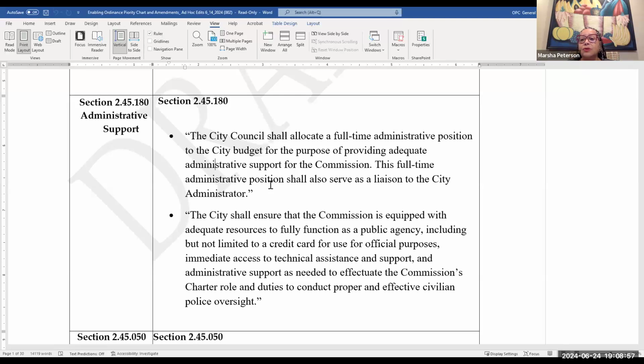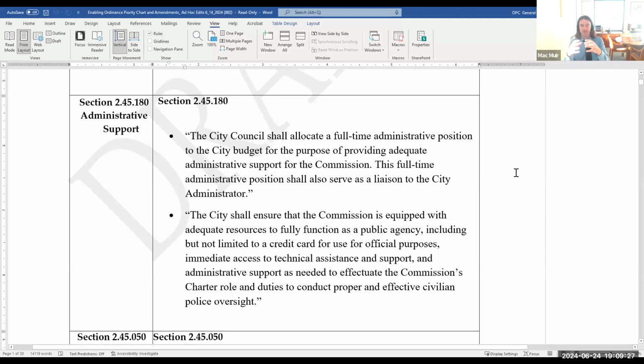Mac, your hand is still up. Are you wanting to insert something here? Yeah, if I could just note, I think that what we want to make clear in this is that the commission doesn't need a position assigned to be a liaison to the city. If perhaps I'm not seeing it in other language in the draft, but we want the city administrator to designate one staff member to be a liaison to the commission. And separately, we want the city council to fund no less than one full-time administrative position for the commission. But we have never asked for that when we have two positions that have been authorized for us.